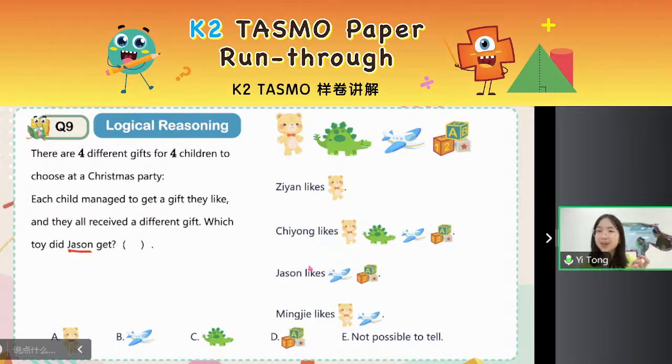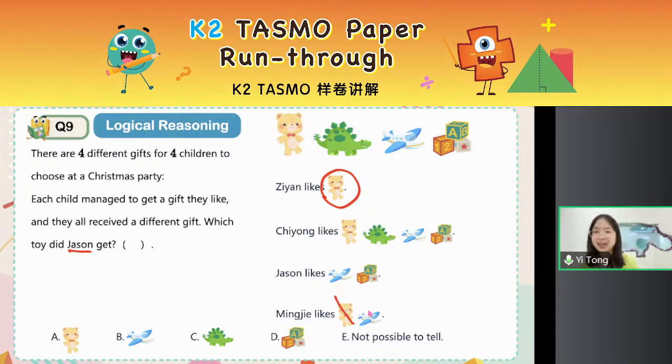Teddy bear. How about the next one? So we know who has a teddy bear at the end. So Mingjie likes both. And can we give the teddy bear to him? No, we can't. It's already gone. Put the cross here.